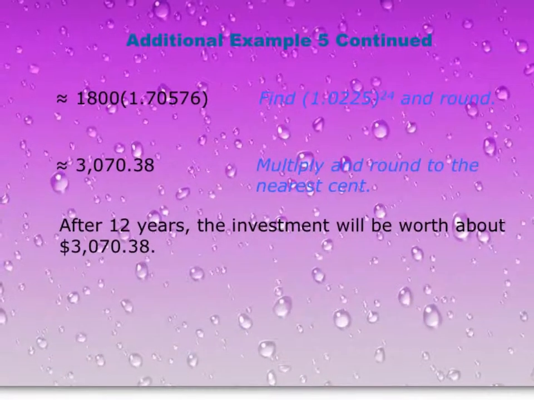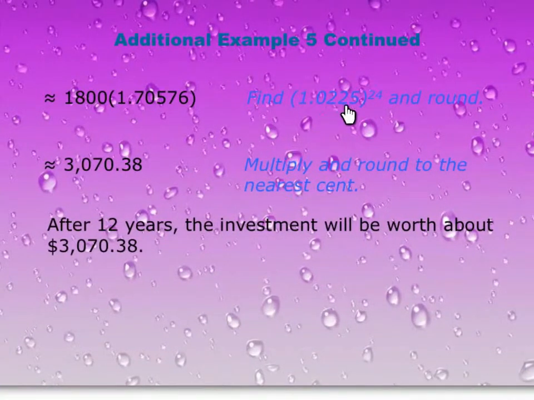Okay, we took 1.0225 to the 24th power. And that is giving us this decimal here. Notice how we're not rounding yet. We'll round at the very end. And that's because we don't want error in our calculations, or fewer errors in our calculation. We take this number, then multiply it by 1,800. And here we go. So after 12 years, the investment will be worth about $3,070.38. That is really good for an investment that started at $1,800. Remember, that's how much we had invested. We invested $1,800, and after 12 years, you end up with $3,070.